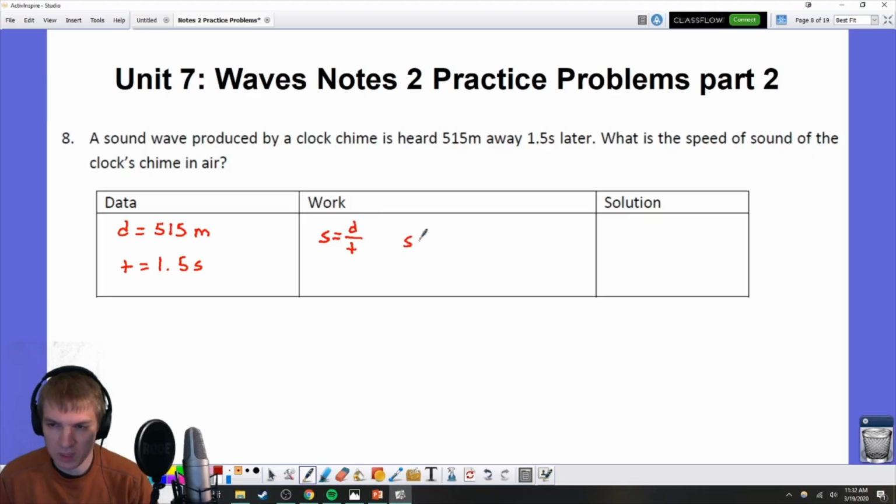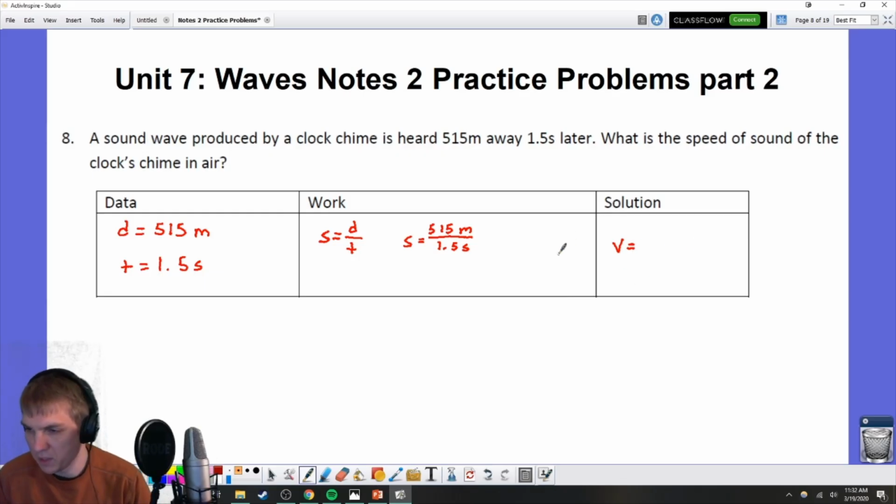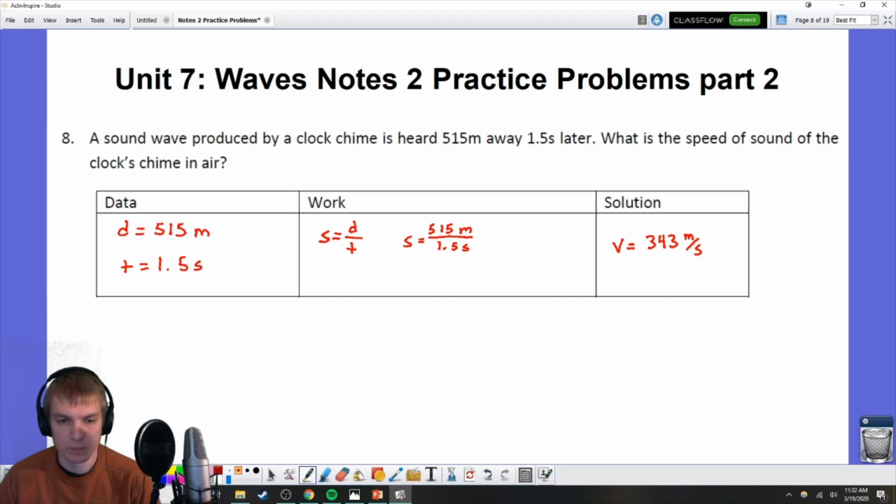So in this case, speed is equal to 515 meters divided by 1.5 seconds. So if we did that equation really quick, our solution would be that the speed, or in this case, let's go ahead and write v for velocity. Velocity and speed, you guys for now can just understand that they're kind of synonymous. It's kind of the same thing. It's going to be 343 meters per second. So that's the answer for practice problem 8.